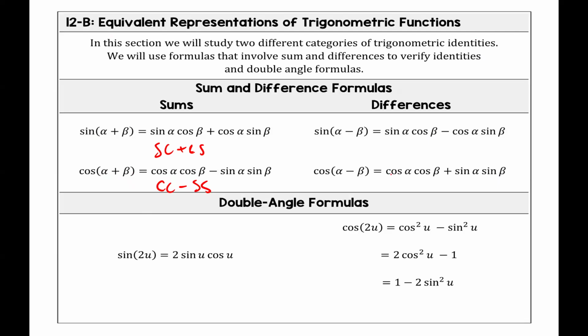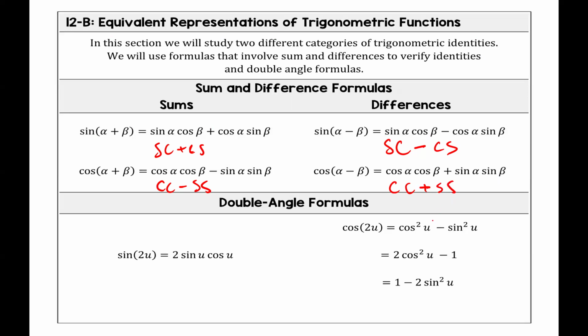The differences are the same, except opposite signs. So the sine of the difference between two angles is going to be sine of the first angle times cosine of the second angle minus cosine of the first angle times sine of the second angle. And then for the cosine of the difference between two angles, it's going to be cosine of the first angle times cosine of the second angle plus sine of the first angle times sine of the second angle.